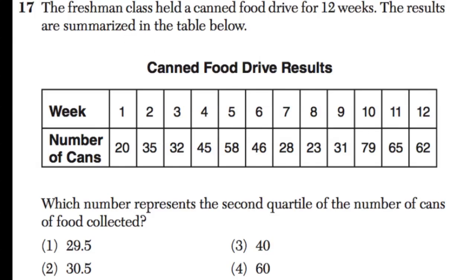Alright, so in this question, they're asking us about the second quartile of a certain list of data. Right here they say that the freshmen in a class held a canned food drive for 12 weeks, and you can see the 12 weeks up here, and the results are summarized here. Every week they're selling a different number of cans, and they want to know what number represents the second quartile of the number of cans of food collected.